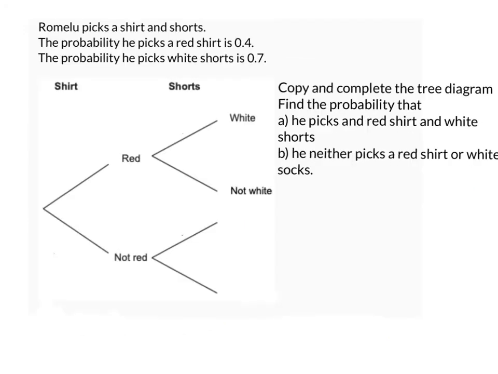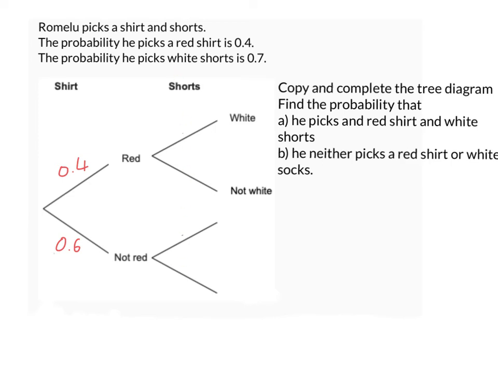Romello picks a shirt and shorts. The probability he picks a red shirt is 0.4. The probability he picks white shorts is 0.7. Copy and complete the tree diagram. So you start off here. Chances of getting, if I'm picking a red shirt, is 0.4. The probability goes on the line. And that means there's 2 branches, so either it gets a red one or not a red one. So not red would be what's remaining from the total probability of 1. So 0.4, take away that from 1 and you get 0.6.